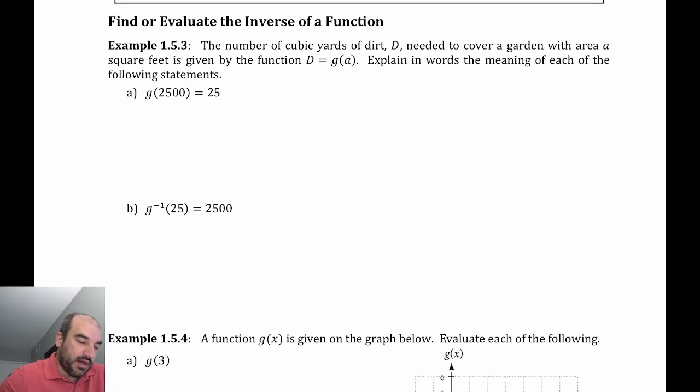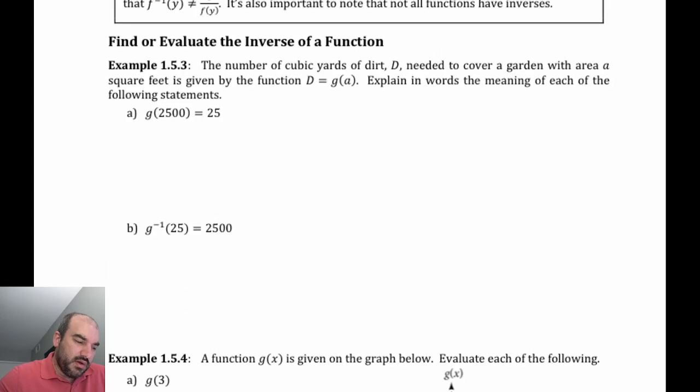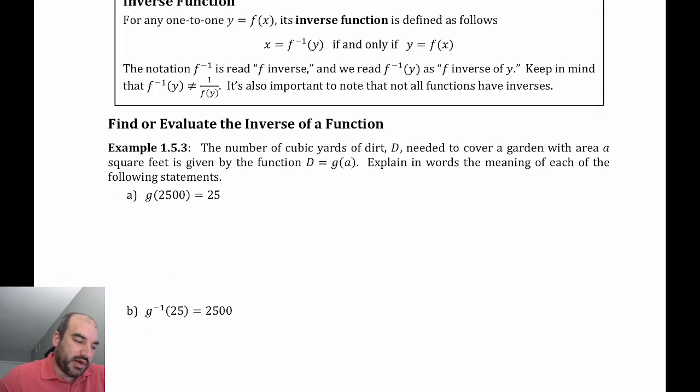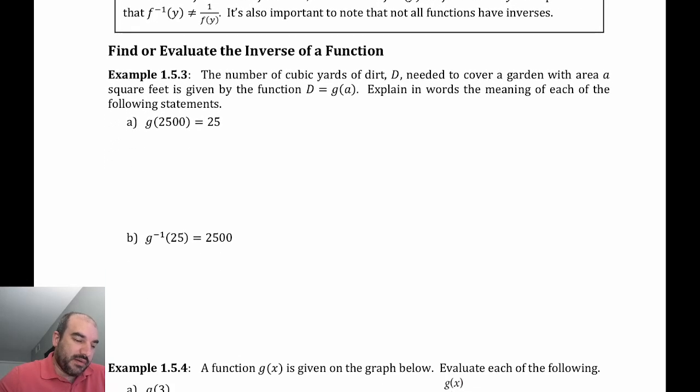Okay, let's see if we can look at this example here. Example says the number of cubic yards of dirt. We've talked about cubic yards of dirt before. This is relating back to a previous example. Needed to cover a garden with area A. So area is A. It's in square feet. Is given by the function D equals G of A. Explain in words the meaning of each of the following statements.